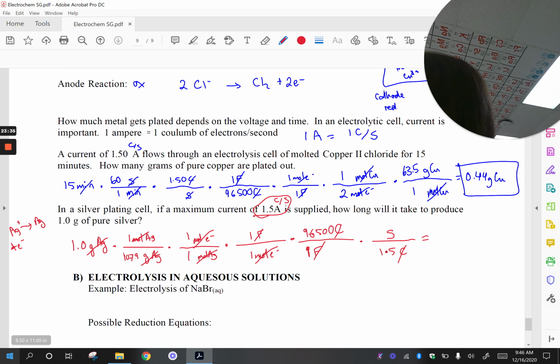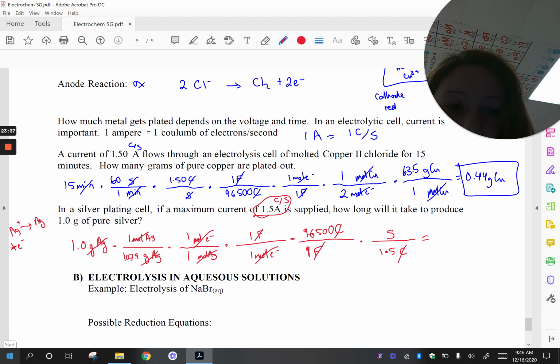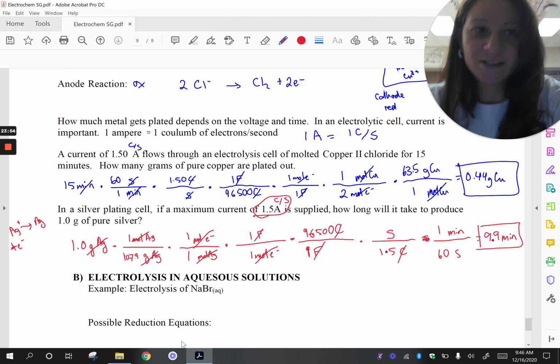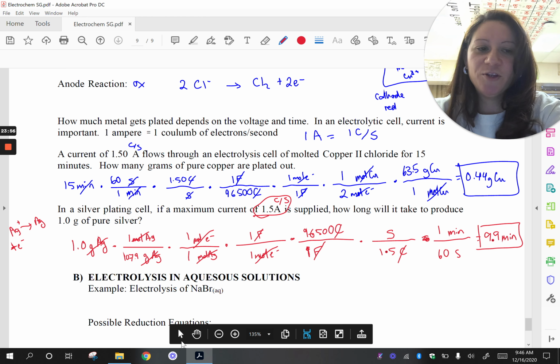And so I actually converted it to minutes. I don't know why. You don't need to convert it to minutes, but my answer here is in minutes. 1 minute is 60 seconds. I got 9.9 minutes. It is fine if you leave it at seconds, of course. It doesn't specify what units of time you want.